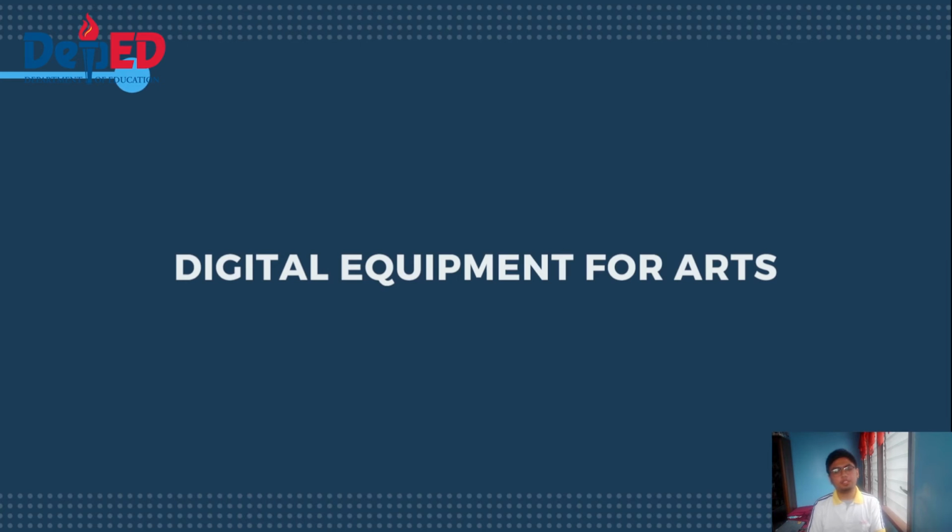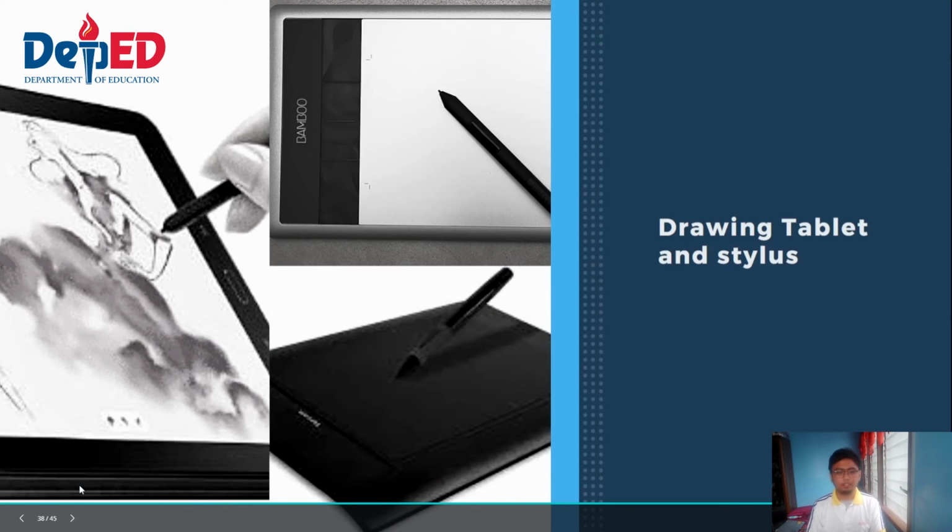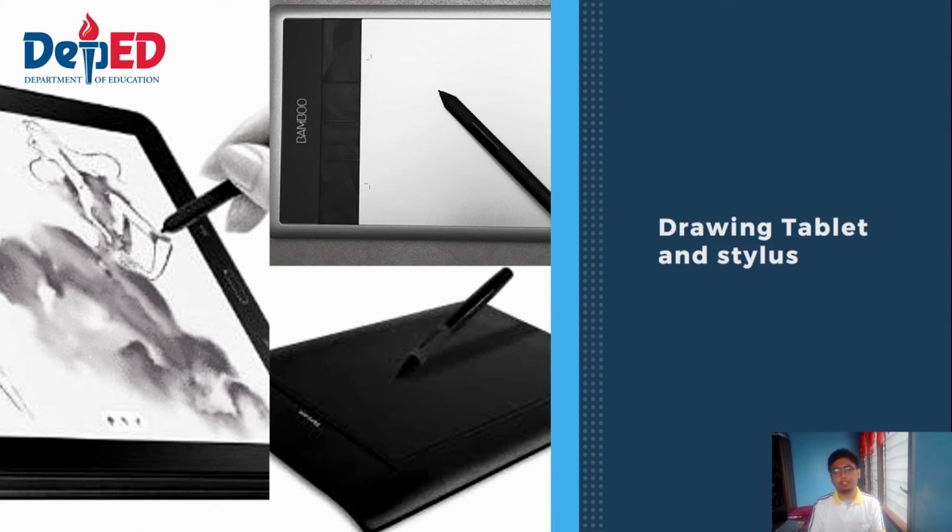Then we have digital equipment for arts. We only have one: a drawing tablet and stylus. With digital tools like Illustrator, all of the things that I mentioned earlier are already available if you're using Illustrator or Photoshop. So you just need to have a stylus or drawing tablet. I'm not requiring you to buy or have your own drawing tablet. You can use the screen of your cell phone for this one. Again, it's not a requirement.